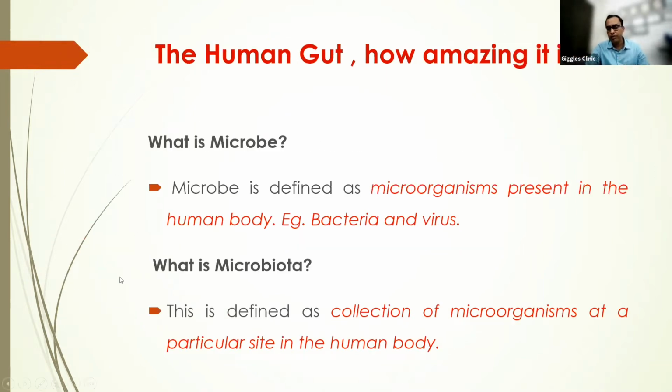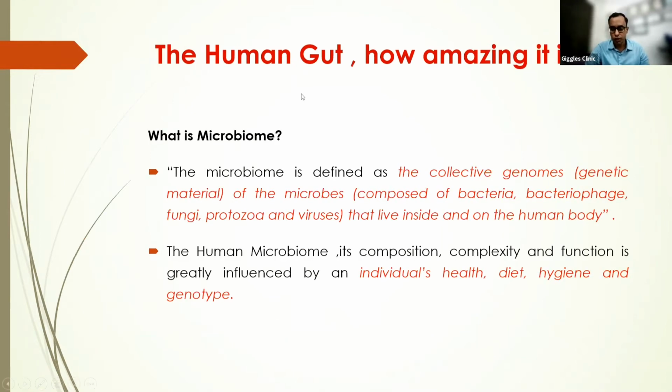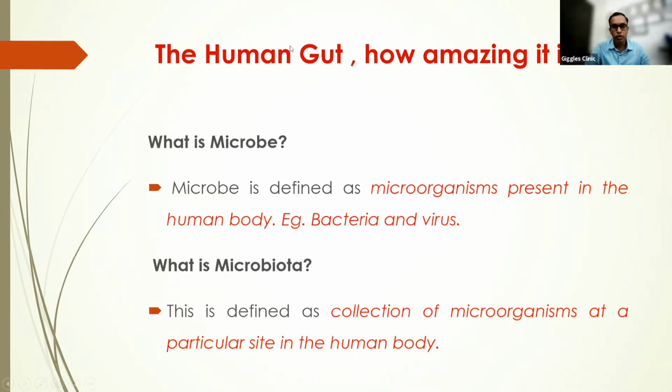So just a brief about these terms, because we should understand what these terms mean, because we do study a lot about these terms. Microbe just means there are different microorganisms which are present in the human body. We have talked about good bacteria, we have talked about bad bacteria. So micro means just the microorganisms which are present in the body. Now what does microbiota mean? Microbiota means the different microorganisms, bad or good, the collection of all these is called microbiota.